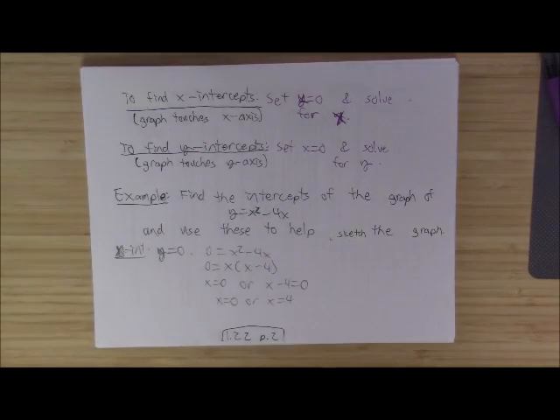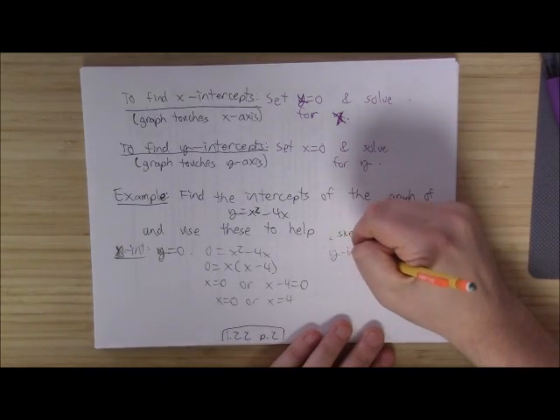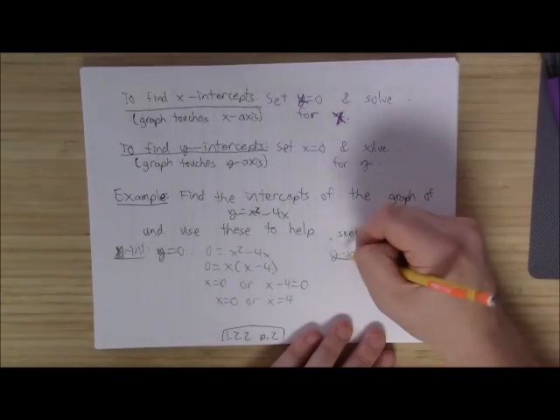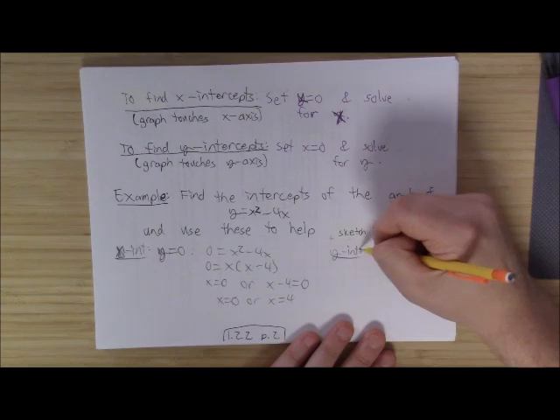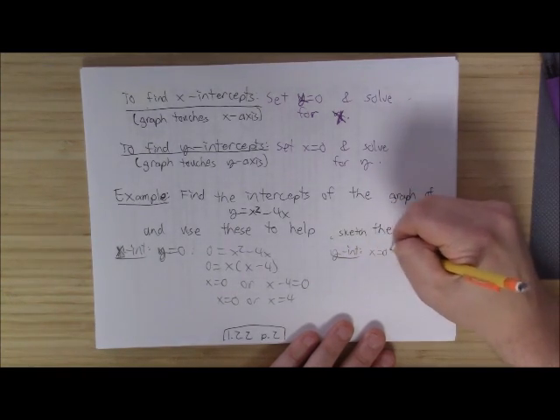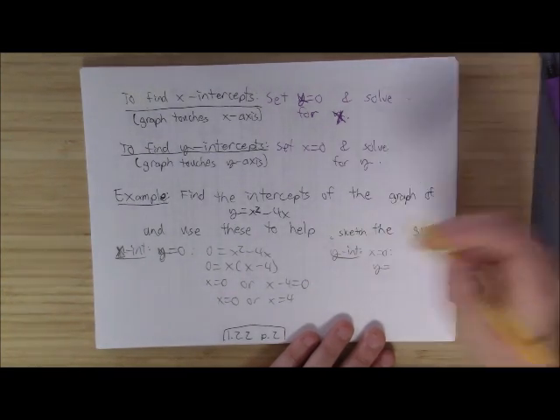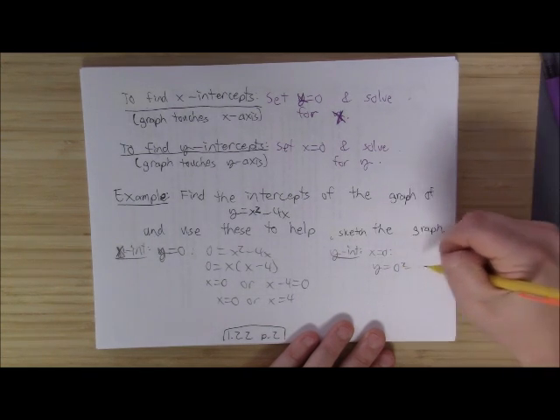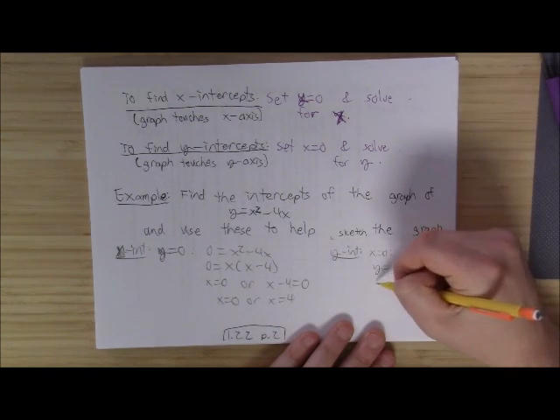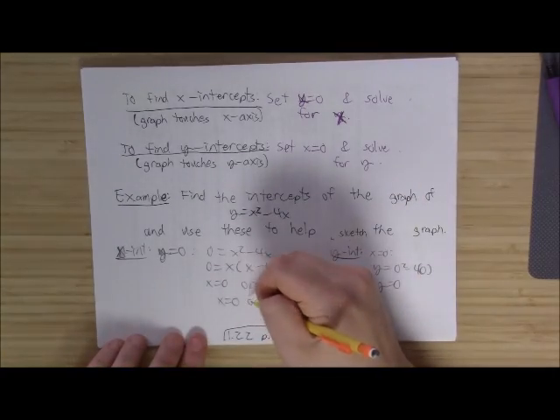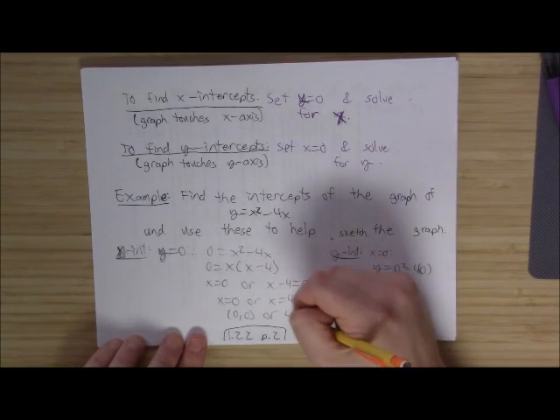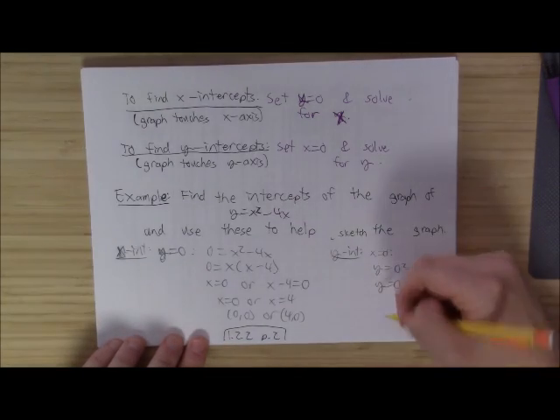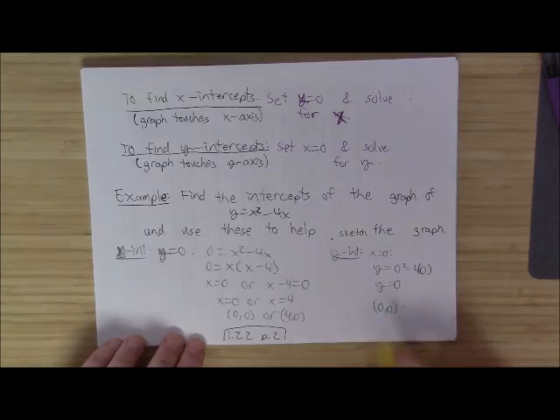What about the y-intercept? For the y-intercept, we set x equal to 0, which tells us that y equals 0 squared minus 4 times 0. So y equals 0. So our intercepts would be 0, 0, and 4, 0. Over here, it would just be 0, 0. Well, of course, we expected that because that was already a y-intercept.